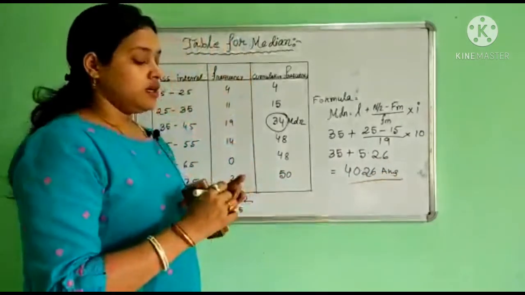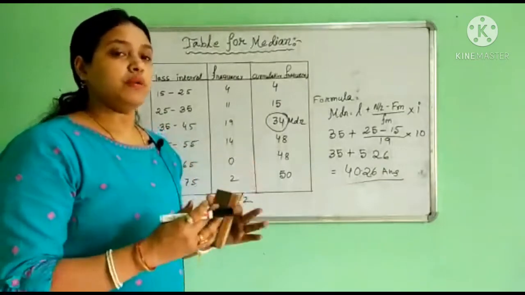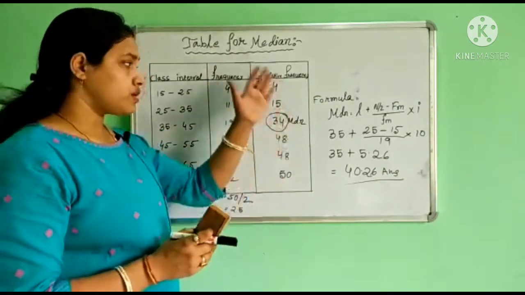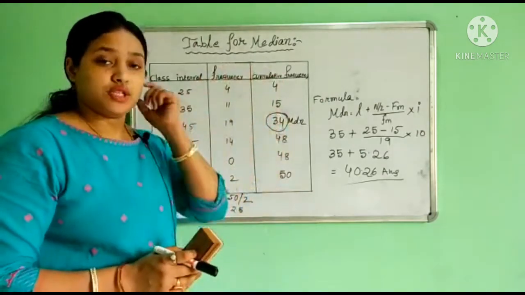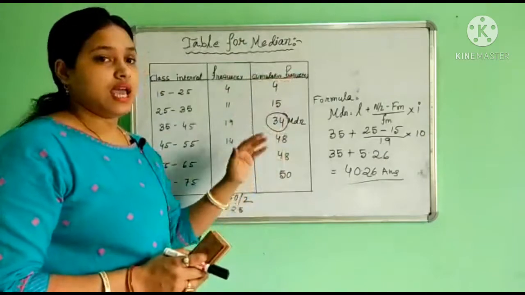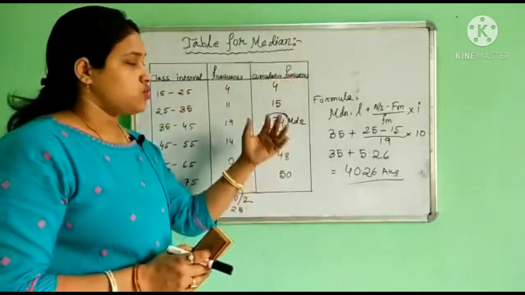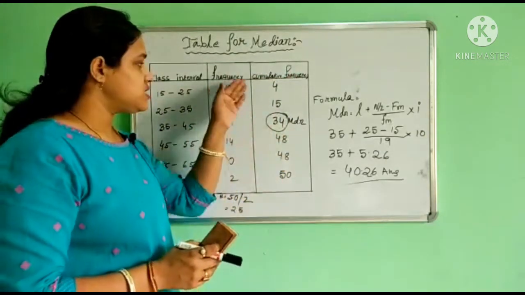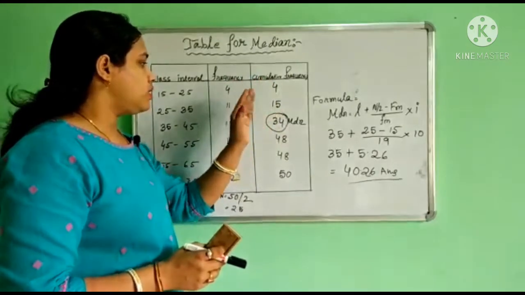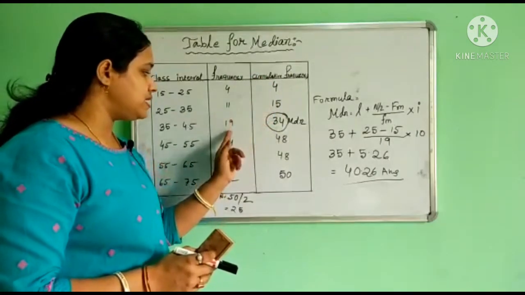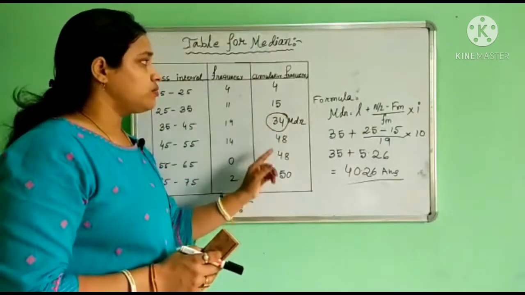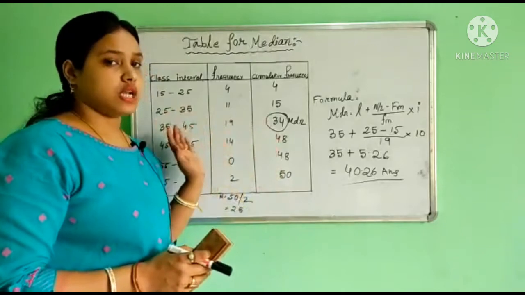So this is the simple procedure to calculate the median from a frequency distribution table. First of all, we set the cumulative frequency against each class. How do we calculate the cumulative frequency? Just add 4 with 11, then 15 plus 19. In this way you just add all the frequencies, and then we get the cumulative frequency against each class.